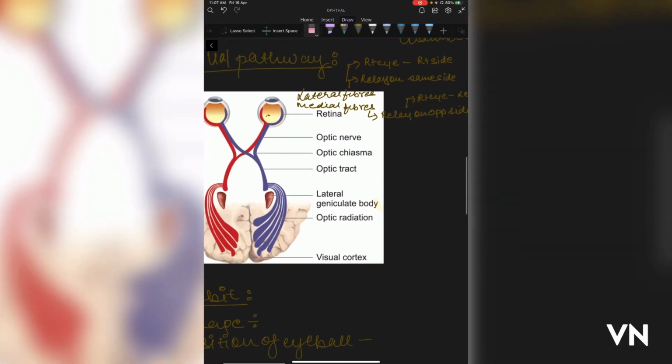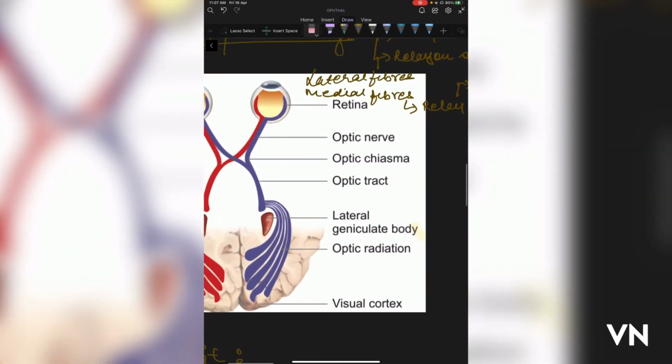So coming back to the basics, your visual pathway begins with the fibers at the retina. Then these fibers converge at the optic nerve, right? They form the optic nerve. But at the optic chiasm, which is this part, the medial fibers separate out and they go into the optic tract of the opposite side. So going a little slow, the optic nerve carries the medial and lateral fibers both from an eye, but at the optic chiasm, the medial fibers separate, and they join the optic tract of the opposite side.